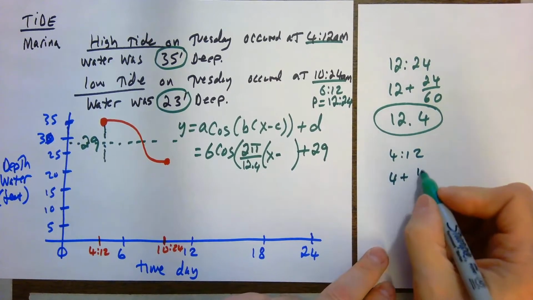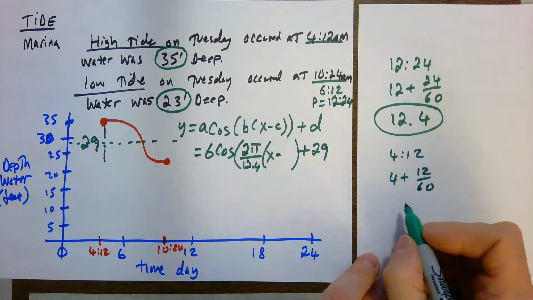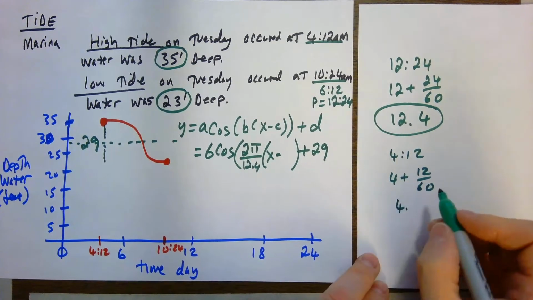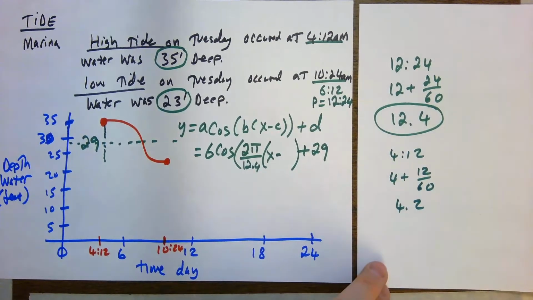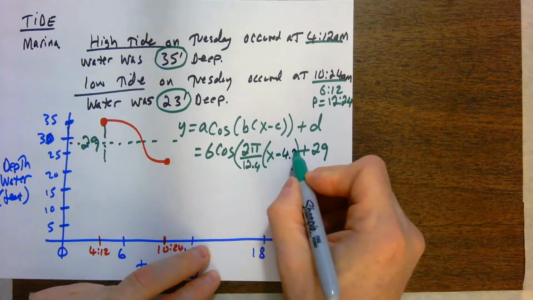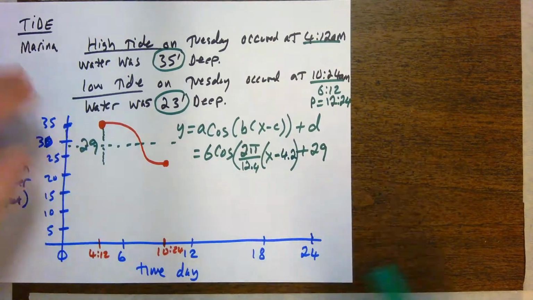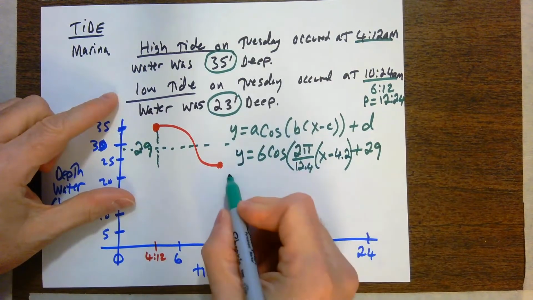That's really the same thing as 4 plus 12 over 60, which is going to be, what, 4.2, so a phase shift of 4.2 hours. Oh gosh, and there it is. Here is our magic formula, ladies and gentlemen.